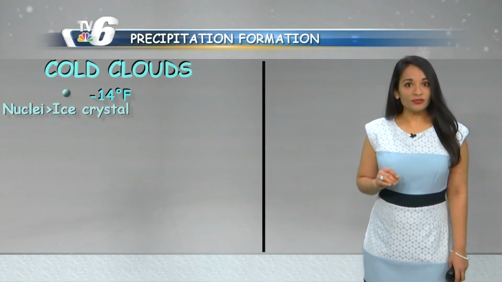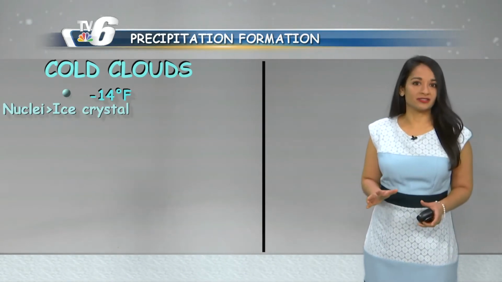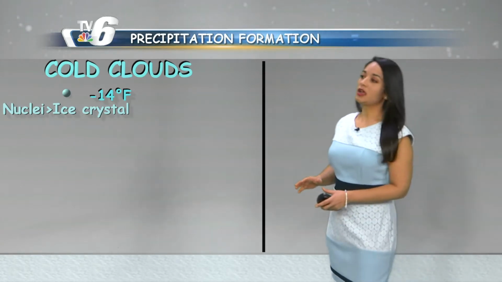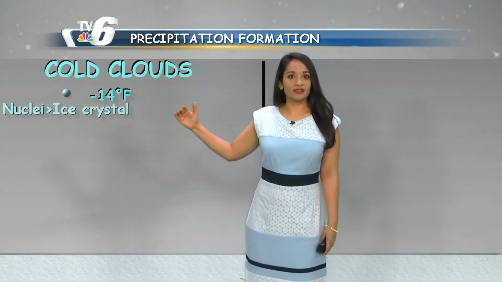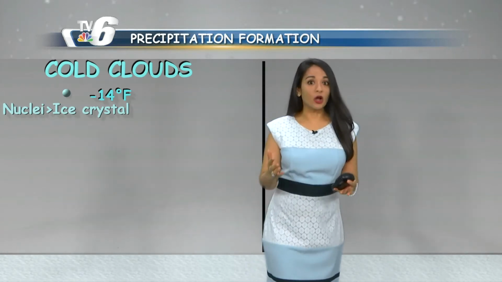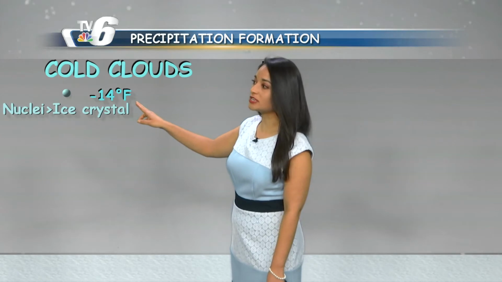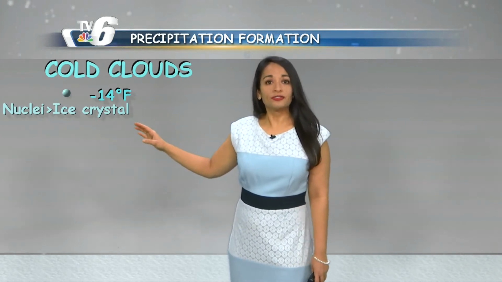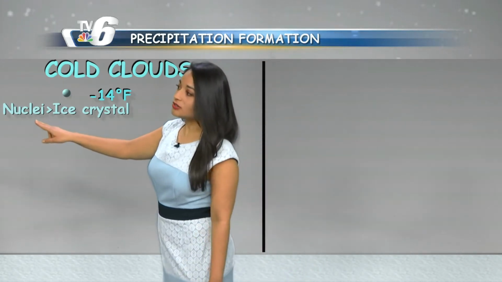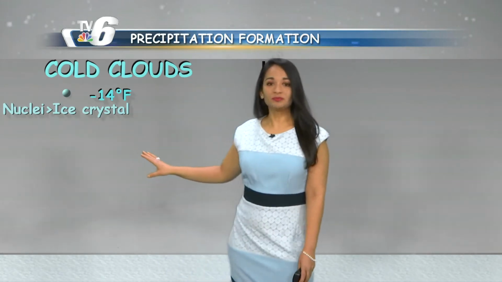But how does precipitation form? Well, there are two different methods essentially. The first one is in cold clouds. Now, this is a common process that happens in the mid-latitudes where we live. Basically, you have to have a cold cloud. That cloud, or the top of it, has to be at least 14 degrees below Fahrenheit for nuclei to develop, activate, and eventually turn into ice crystals, okay?